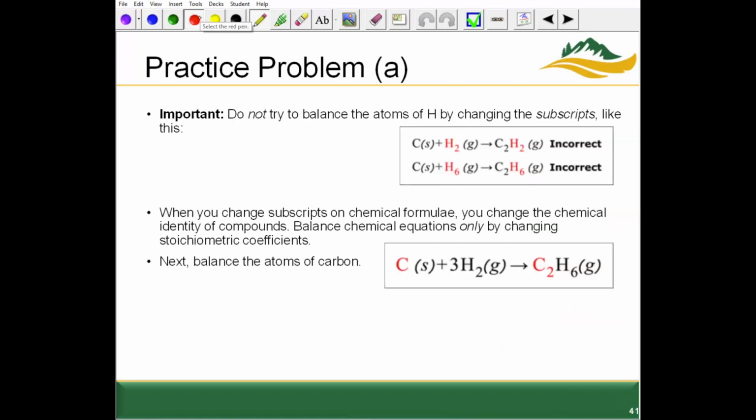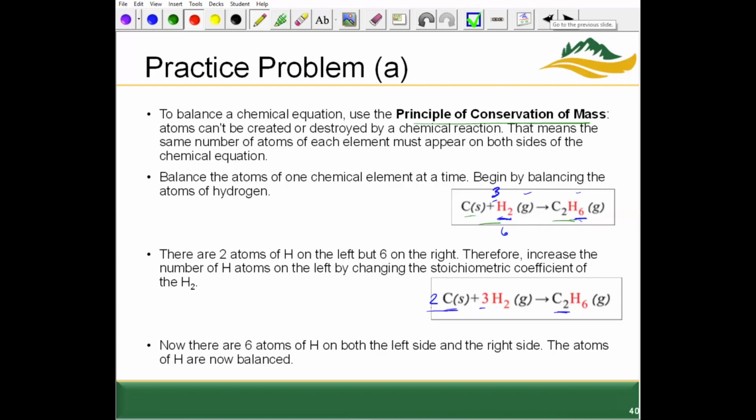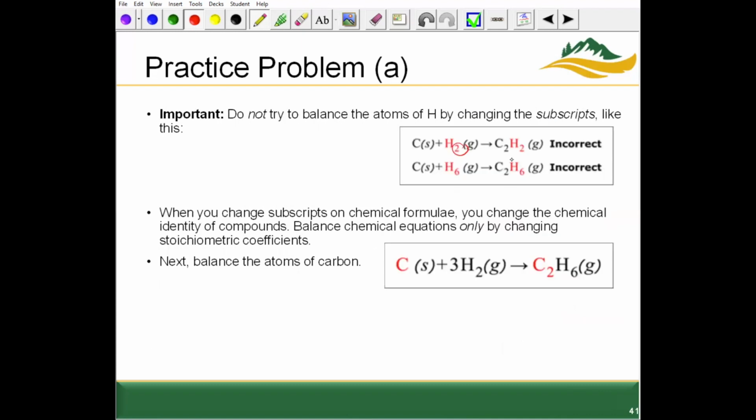To further reiterate that we never change the subscripts, we only change the coefficients. This is C2H6. That has to say C2H6. This is H2. That subscript will not change. It's always H2. So this is incorrect, and then this is incorrect. And we have talked about how we would balance the carbons out, so we're adding that molar coefficient of 2 here. Again, we only balance these chemical equations by changing these stoichiometric coefficients. We do not change the subscripts.